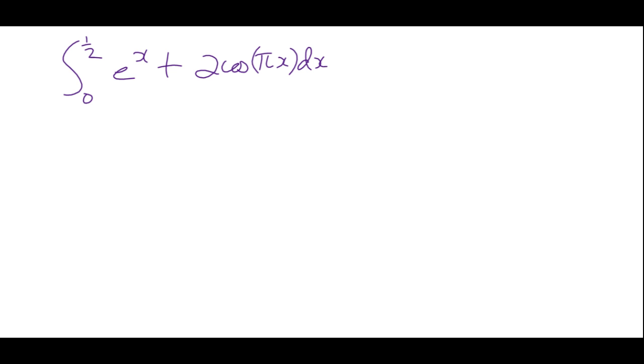Okay, so this integral is easy, right? We don't need to do anything special with the e to the x. This integral, not as easy. We do have to do something with it. So we can split this up, right? We know from the properties of integrals that this is equal to the integral from 0 to 1/2 of e to the x plus the integral from 0 to 1/2 of 2 cos pi x dx.